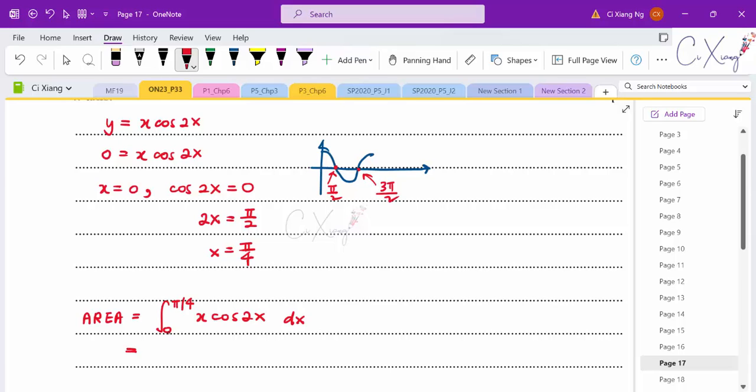Okay, so now, just now we are having differentiation, right? Because it is the product of two different functions. Therefore, we use the product rule for the differentiation. And the same thing happens here. This is the product of two different functions. If we want to find the integration, we have to use integration by parts.